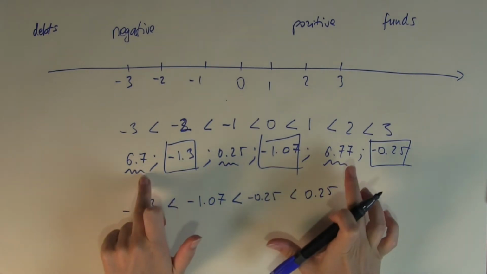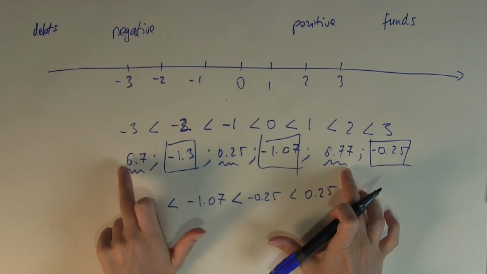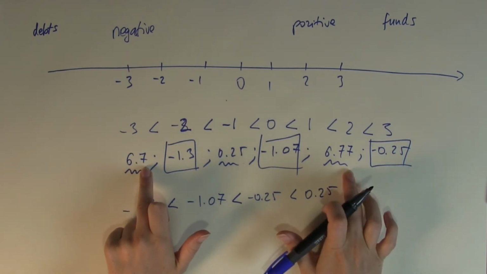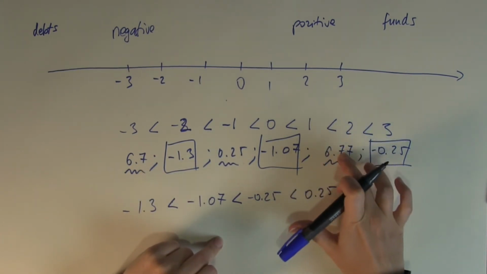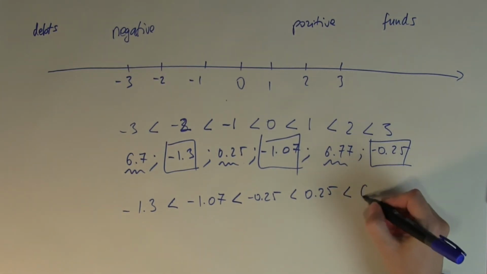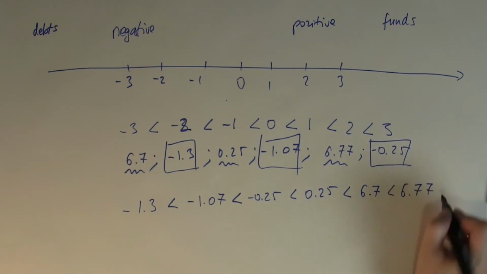But which one is bigger out of these two? Well, if I've got £6.70 or if I've got £6.77, the difference is not huge, but still 6.77 is the highest of them all. So the next one up in the order will be 6.7, and then comes 6.77.